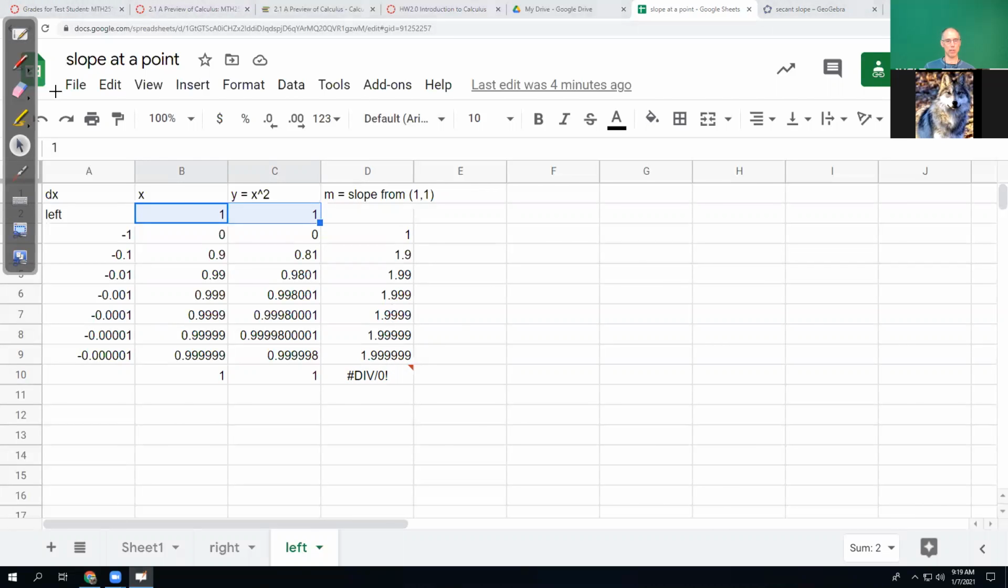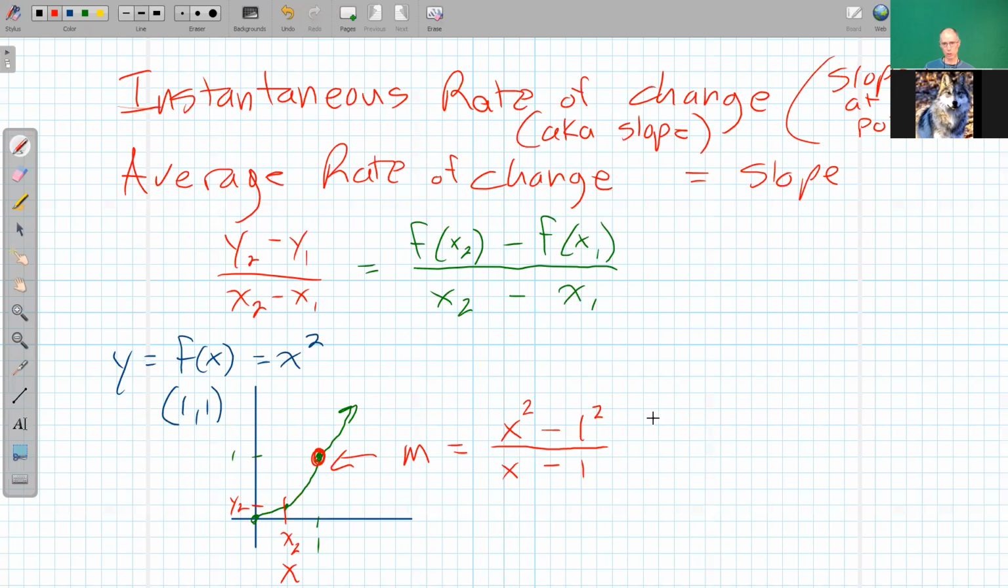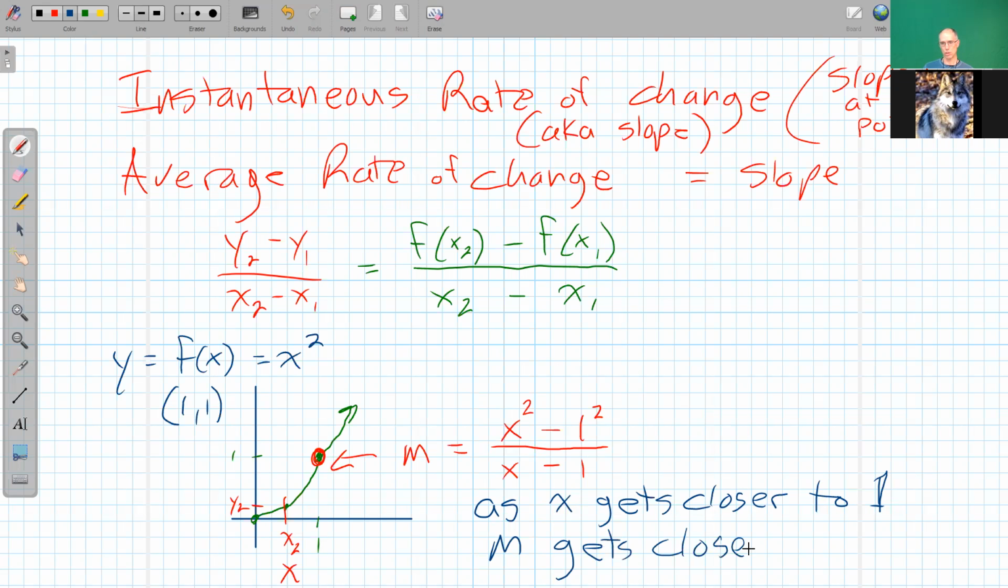So I'm just going to write that in my notes here. So this is my slope formula right here. And what we noticed in the table and in the graph is that as x gets closer to 1, it seems that m gets closer to 2. And somebody, I think it was Cole, asked the other day, well, how do we identify that number it's getting closer to?